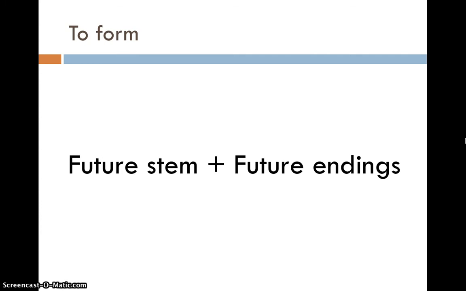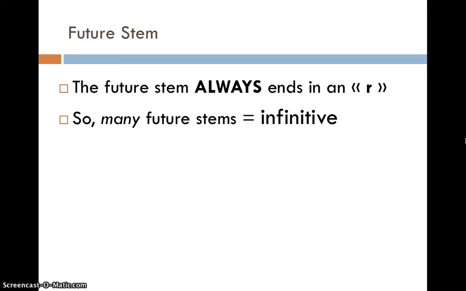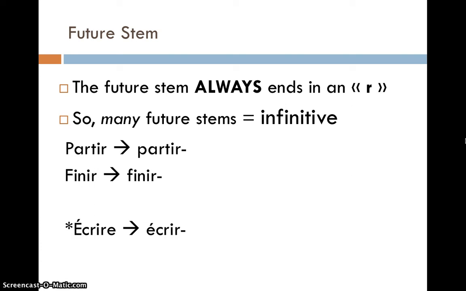So to form this future tense, you take the future stem plus the future endings. So let's first talk about the stem. The future stem always ends in an R. So for many of the stems, it's just the infinitive. So for example, partir, the stem of the future tense is partir. Same thing for finir. If it's an RE verb, however, we take away the E. So for écrire, it's écrir, but without the E.